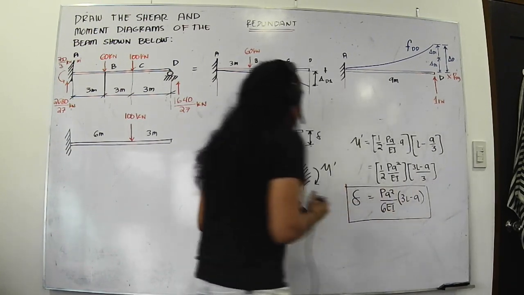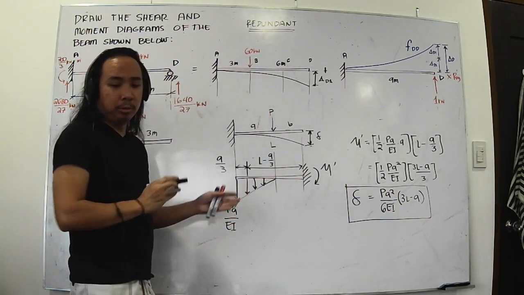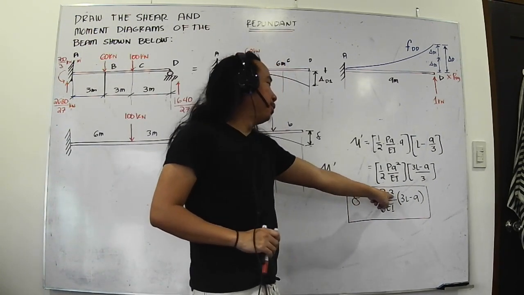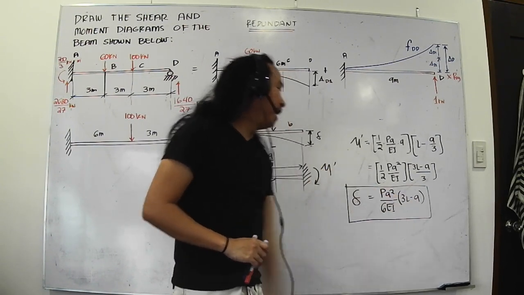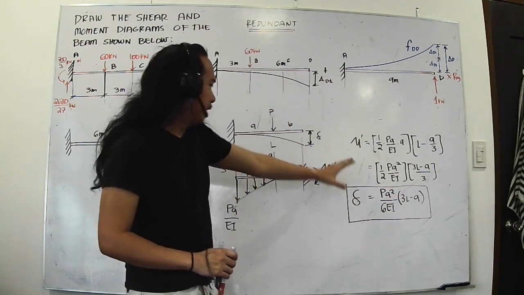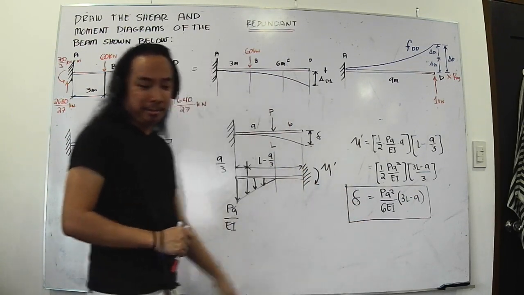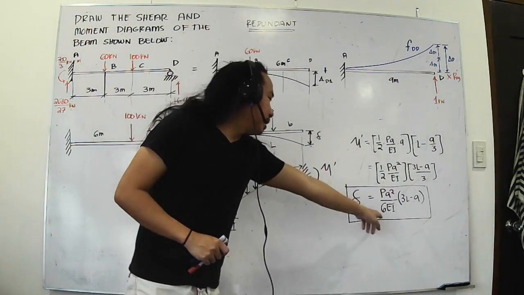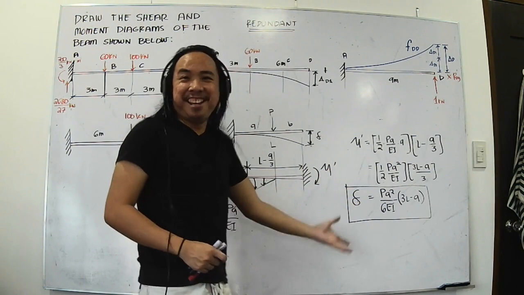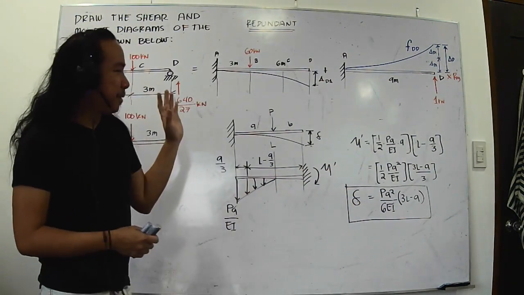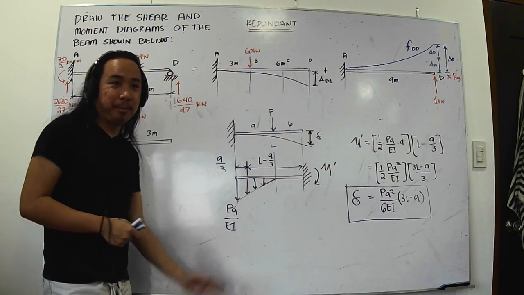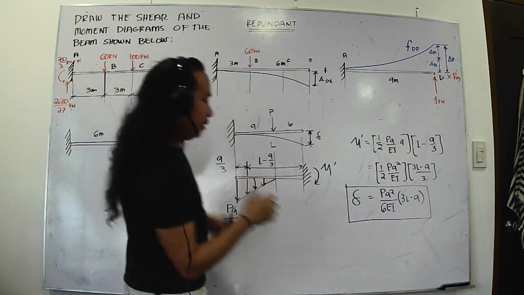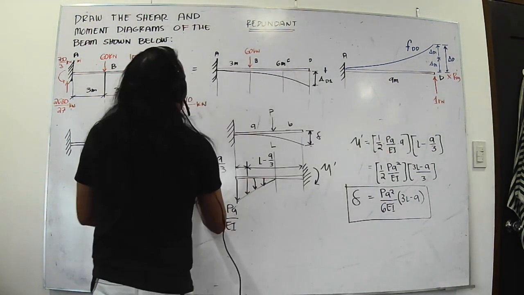This is an equation I would like to call Pa squared over 6EI. For memorizing formulas, this helps. Let's test this equation.